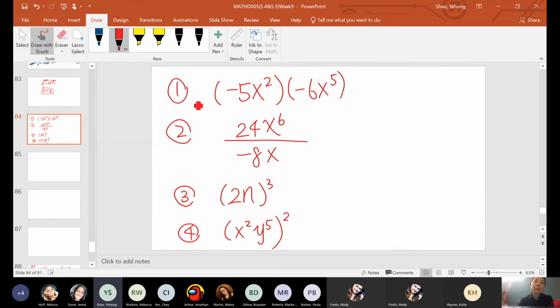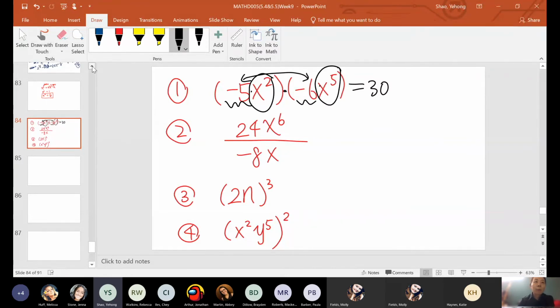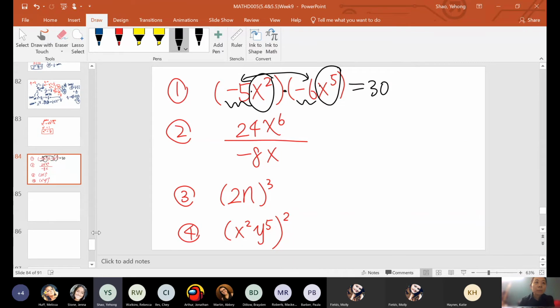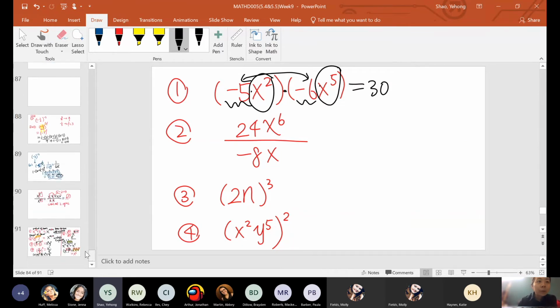Okay, so let's take a look at these 4 questions. Now, the first one, we did the same type of questions last week, week 8. We're going to multiply, because it's all multiplication. We are able to switch x squared and -6. So we can multiply -5 and -6 to get 30. X squared times x to the 5th. That's exactly our first formula.